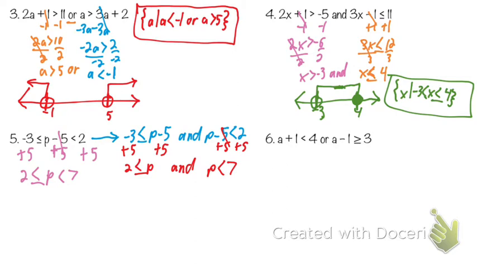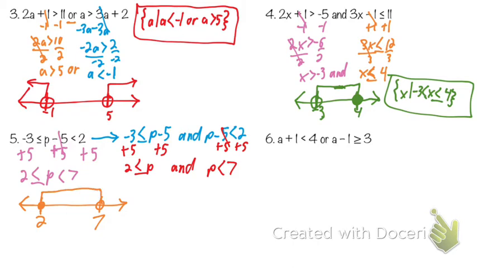Either way, we can graph these the same. The two numbers all right are 2 and 7. 2 will have a closed circle, 7 will have an open circle. Now this is an AND one, so that's a big hint that they're going to meet in the middle.